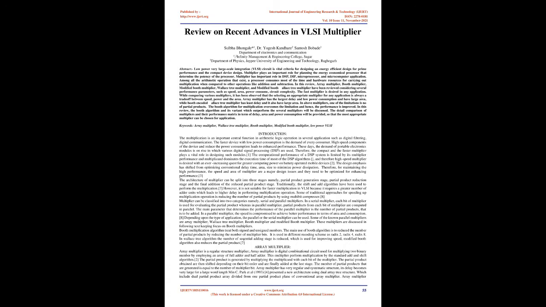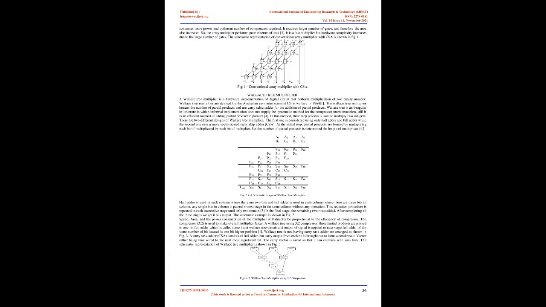The design emphasis has shifted from optimizing conventional delay time and area to minimizing power dissipation. Therefore, for maintaining high performance, the speed and area of the multiplier are major design issues and they need to be optimized for enhancing performance. The architecture of a multiplier can be split into 3 stages, namely, the partial product generation stage, the partial product reduction stage, and the final addition of the reduced partial product stage.